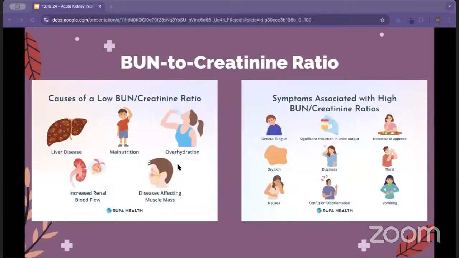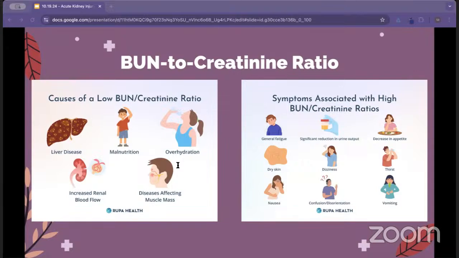And then there's something called a BUN to creatinine ratio. The ratio of blood urea nitrogen, BUN, to creatinine is a very key indicator of kidney health. There is a normal ratio between 10 to 1 and 20 to 1, but the range can also vary based on the lab company. A ratio that's outside of this range could indicate a kidney problem or other health issues. A high ratio, above 20 to 1, could indicate dehydration, kidney disease, or other health issues.